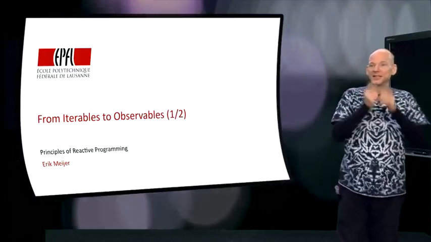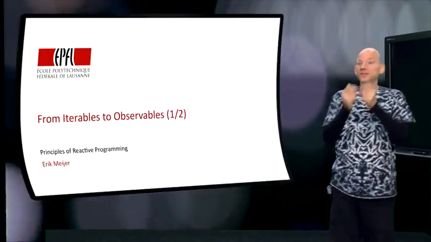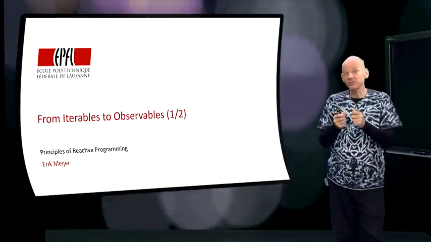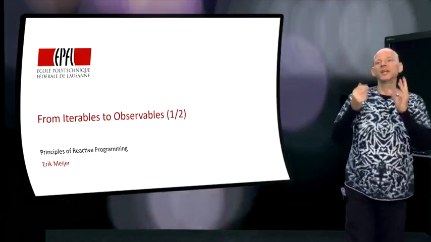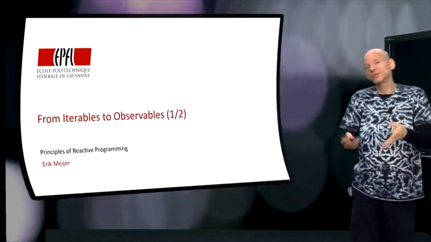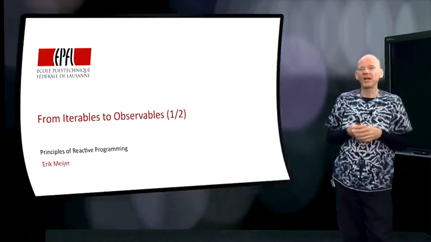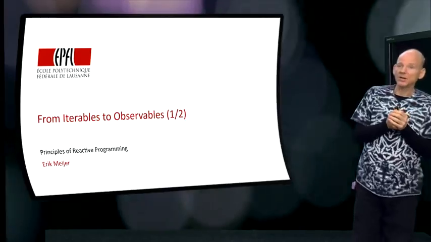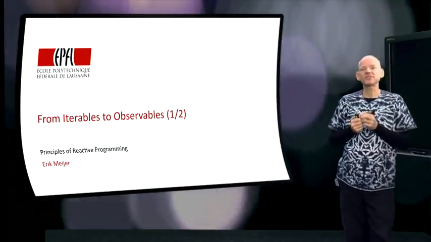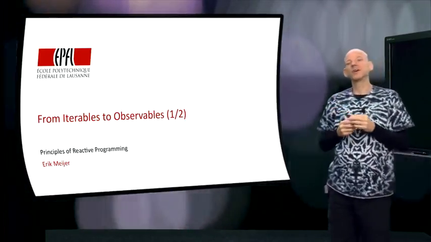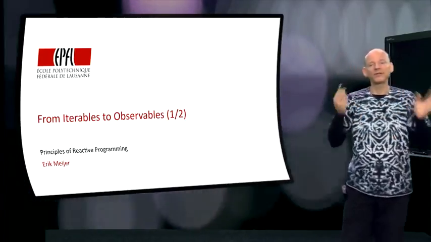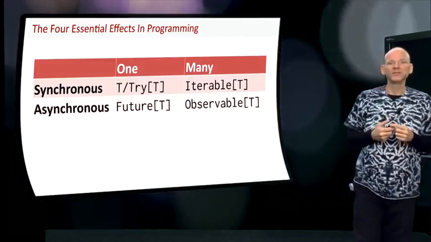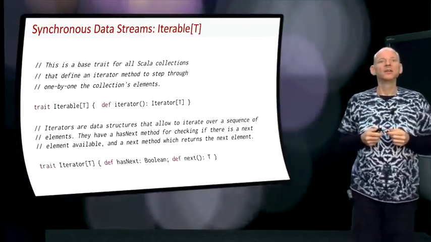Welcome back, everybody. Last time I explained very quickly a magic trick that we could use to turn futures into try, or we could have started with try as well and converted that to futures. What we're going to do now is use that same dualization trick on the right-hand side of our square of effects, and we're going to use that to turn iterables into observables. So that's the thing here on the right.